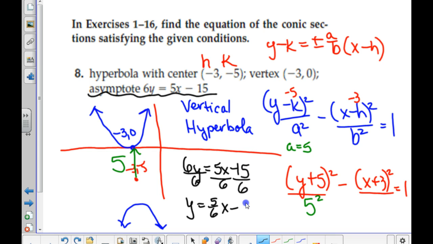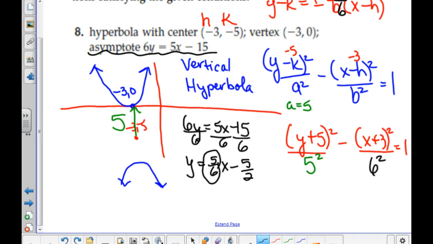That reduces to what? 5/2, but I really don't care. All I care is the slope is 5/6. So this is 5/6. We're really lucky. Sometimes they'll give you something that reduces or you have to multiply. But if a is 5, b is just 6. That was about as hard as they get, in my opinion.